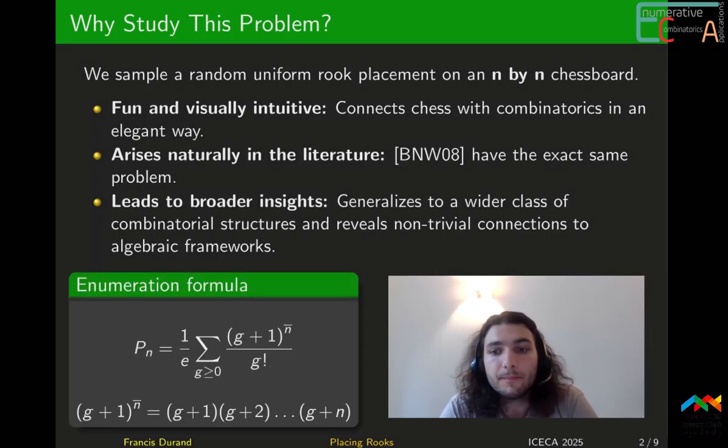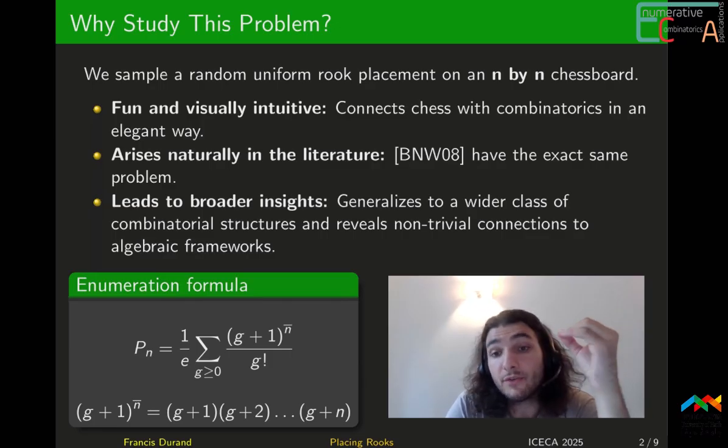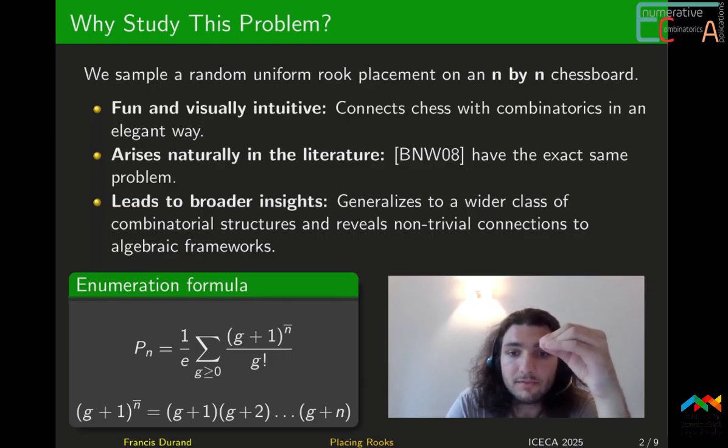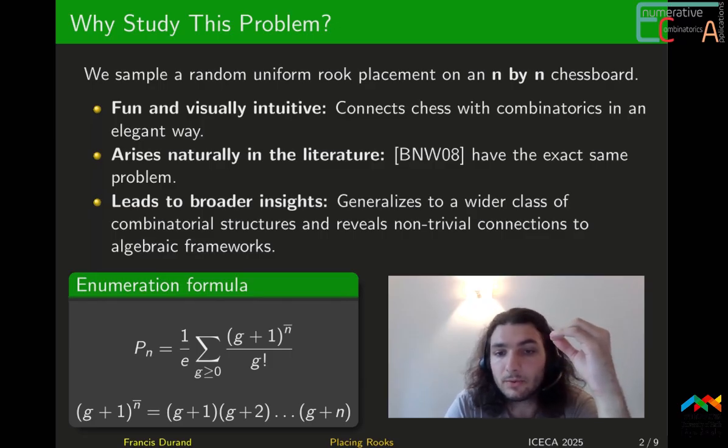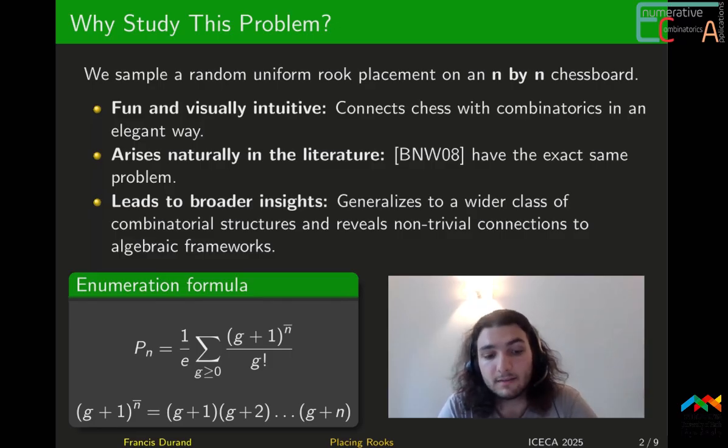As it is a known problem, an exact enumeration formula is known for the number of rook placements. That is to say, we have a formula that counts the rook placements. So Pn, the number of rook placements on an n-by-n chessboard, is equal to 1 over e times the sum of the infinite series g plus 1 nth rising factorial divided by g factorial, with g plus 1 nth rising factorial being the product of g plus 1, g plus 2 until g plus n.